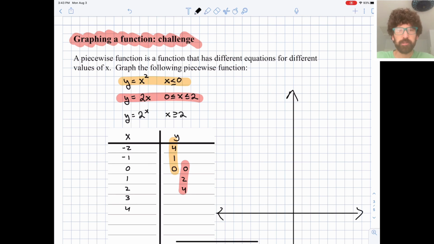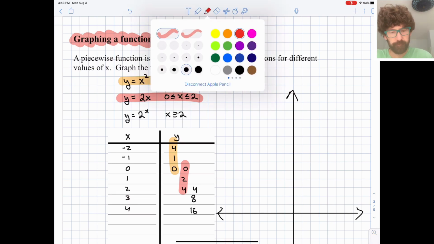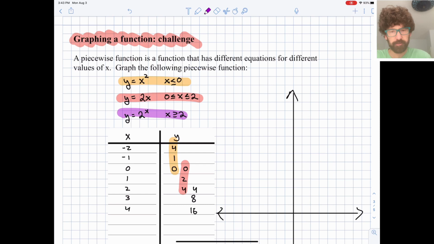And then y equals 2 to the x power. So when x is 2, we have a 4. 2 to the 3 is 8, and 2 to the 4 is 16. So just to be clear, for this rule, we got those points. And what's nice is that the overlapping points agree.